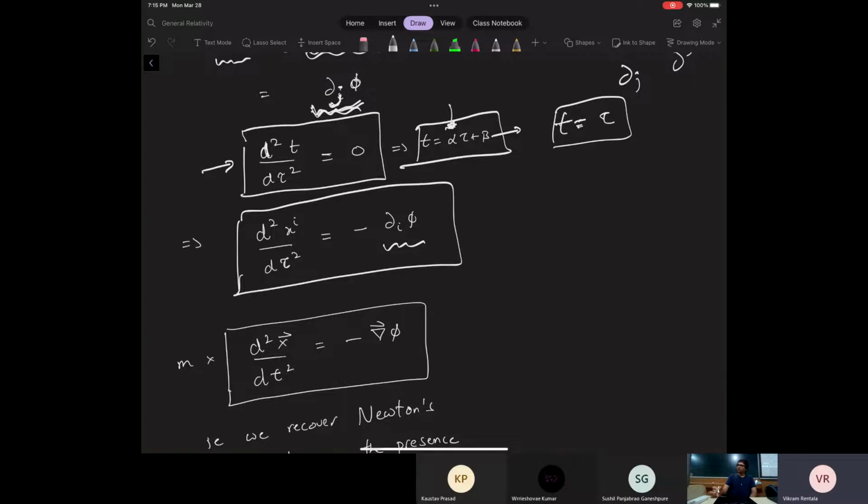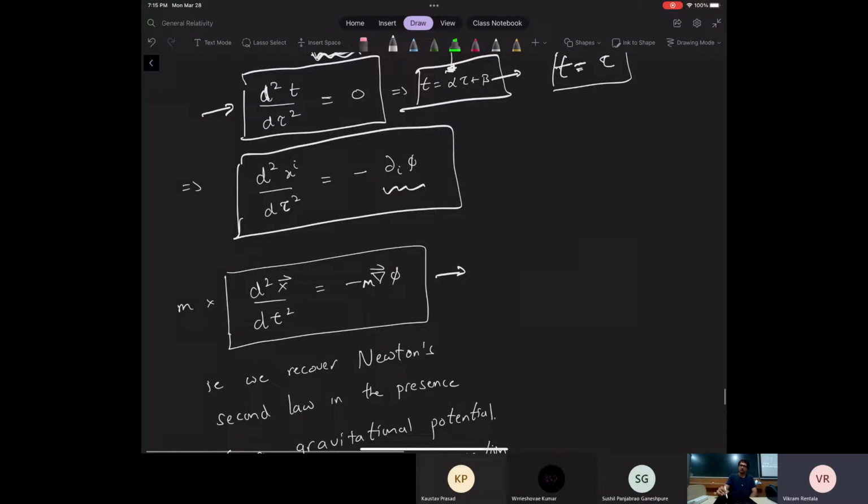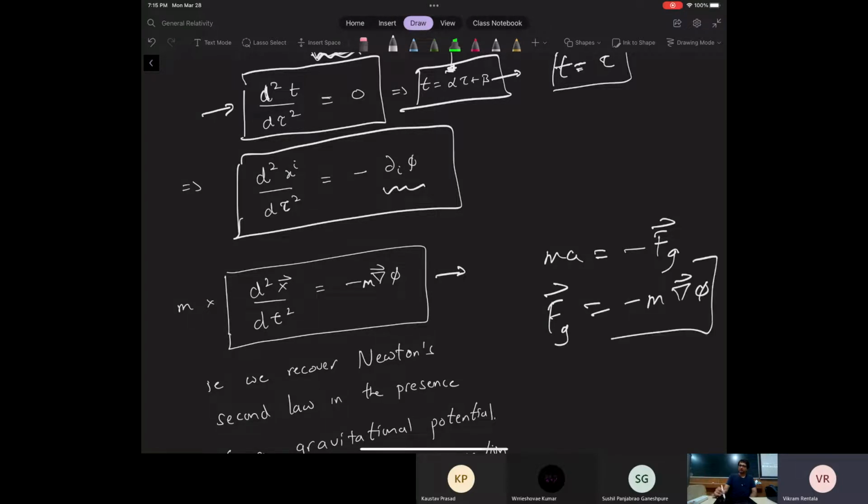Okay, so now what this is, it's really just the equation. These are the components of a vector equation. The vector equation is d squared x bar dt squared is equal to minus grad phi. If I multiply both sides by the mass, I get exactly Newton's law: mass times acceleration is equal to the force, where the force of gravity is minus m grad phi, where phi is the gravitational potential.